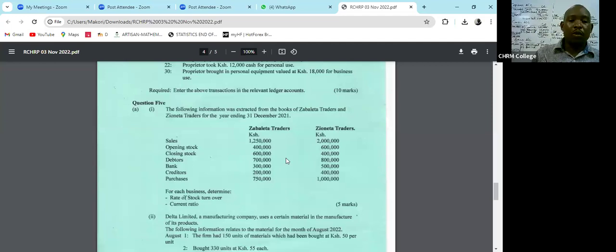When it comes to the ratios, it is just a matter of remembering the formulas for each ratio. Once you have the formulas, you get the figures from the balances that you are provided, and then you compute the ratios. In this case, we need to compute the rate of stock turnover for Zabaleta and Zionita separately, and the current ratio. So it is a matter of recalling the formulas.